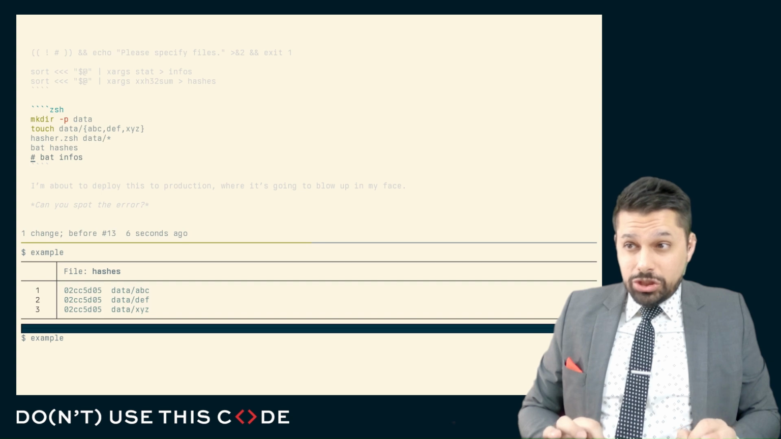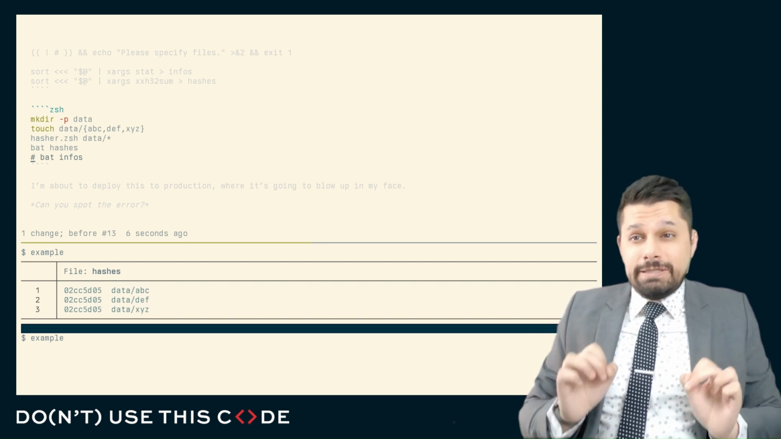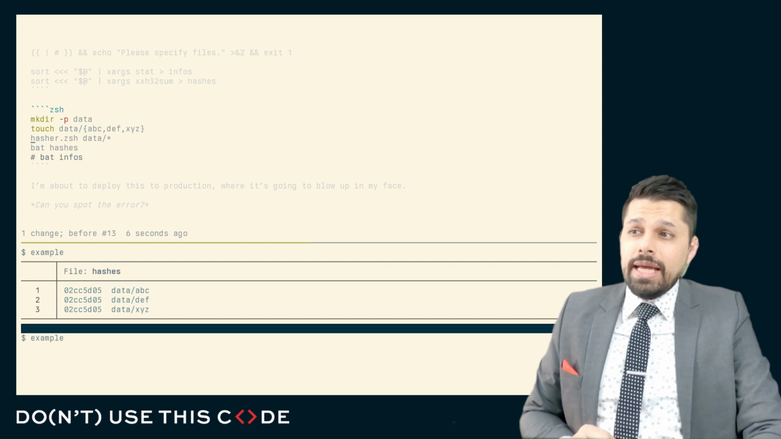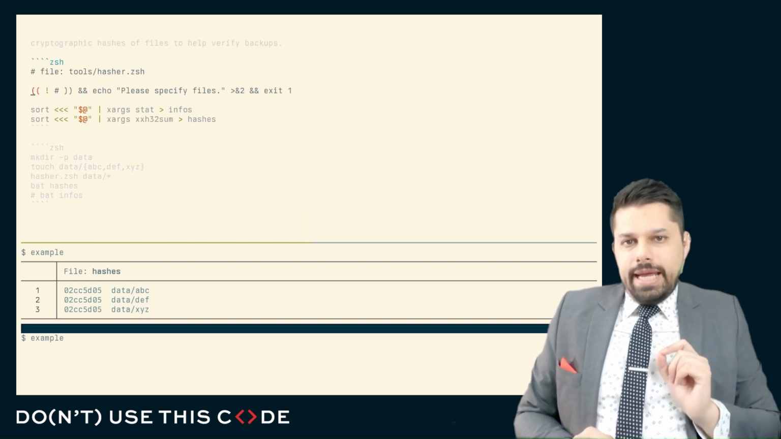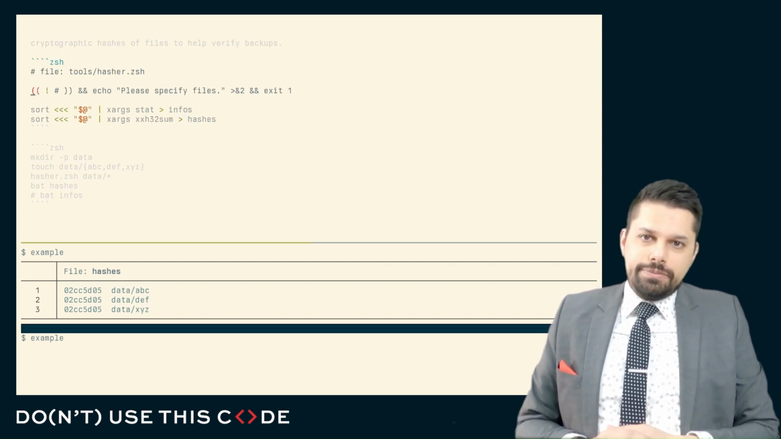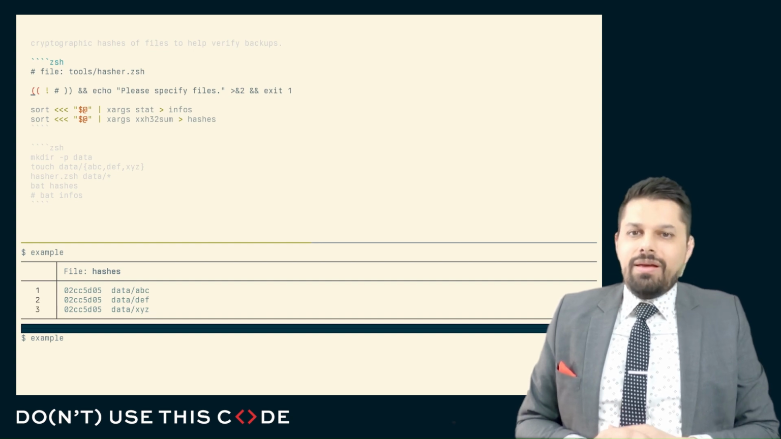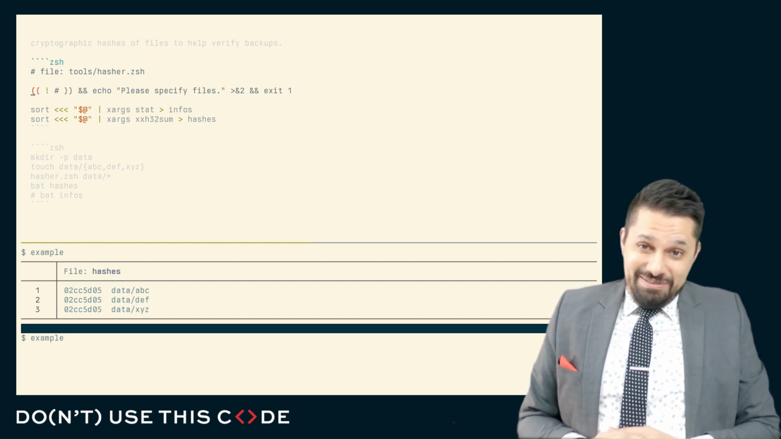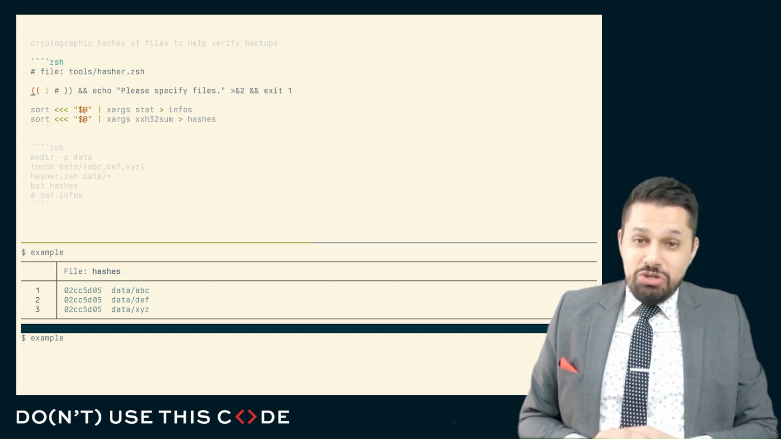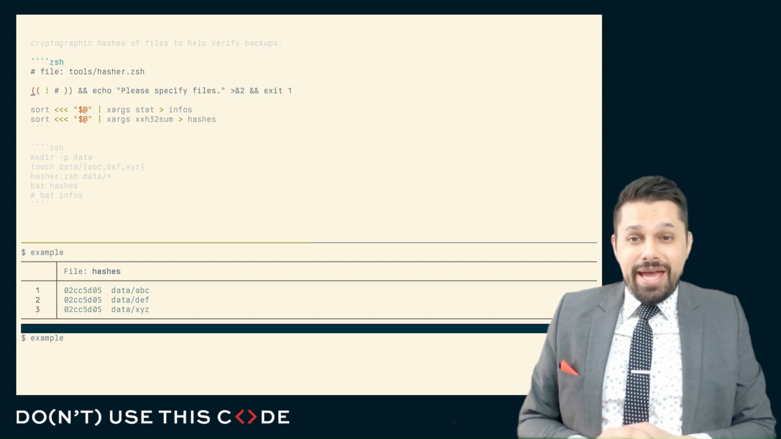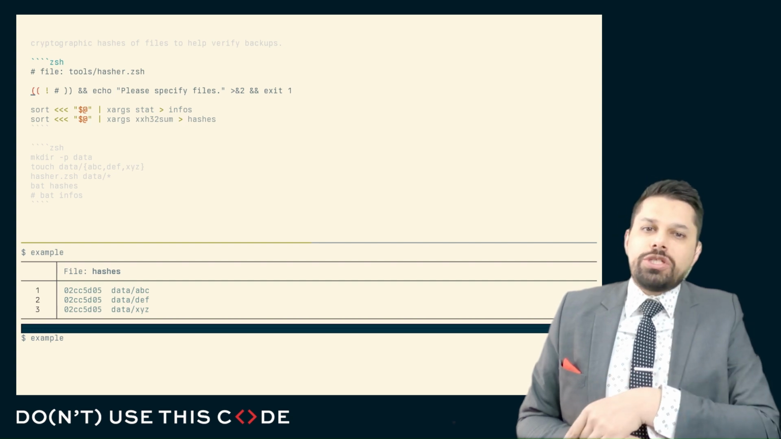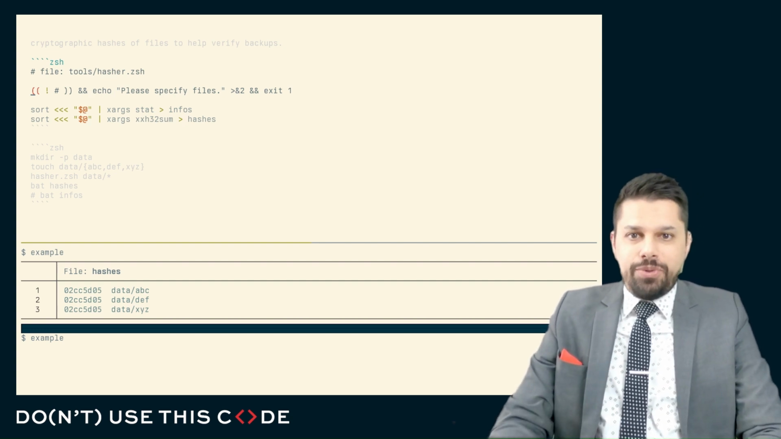I'm going to deploy it to production, and it's going to blow up in my face because there's something I haven't considered. Can you spot the error in this shell script? And I will give you a gigantic hint. Spaces. Spaces in file names, new lines in file names, weird characters in file names. What are they going to do, and is this going to behave correctly? Was that enough of a hint to catch what's going on in this shell script that might blow up in my face in production?